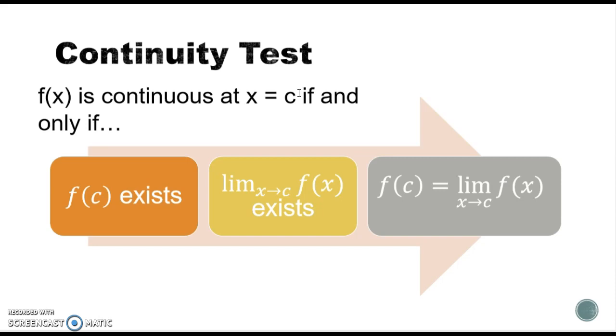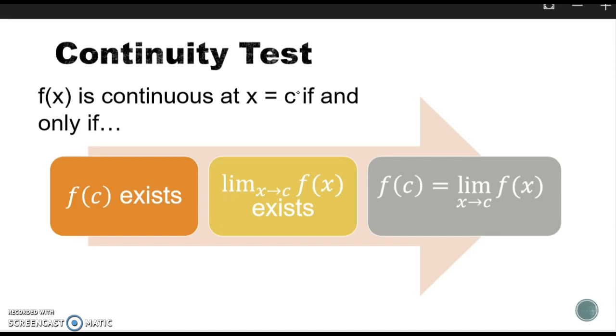The reason that these things are broken out like this is because it goes from easiest to examine to most difficult to examine. So it's easiest to see whether your function exists. It's next easiest to see if the limit exists, and then the last thing you want to do is just check to see if those two things are equal.